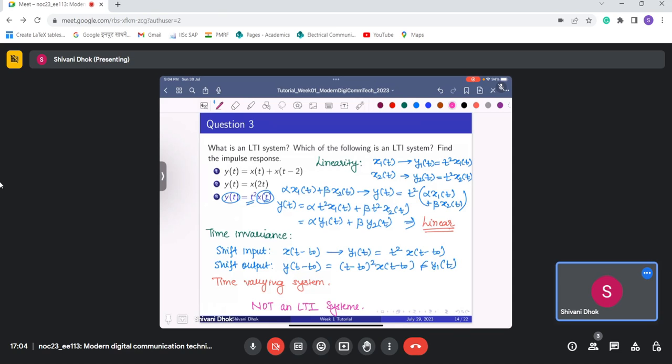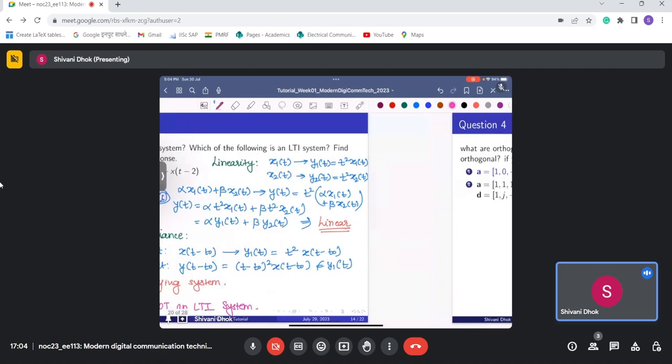Any question? Any question for this LTI system part? Okay. If not, then I'll move on to the next question.